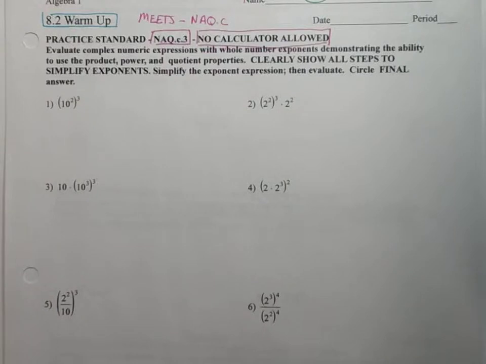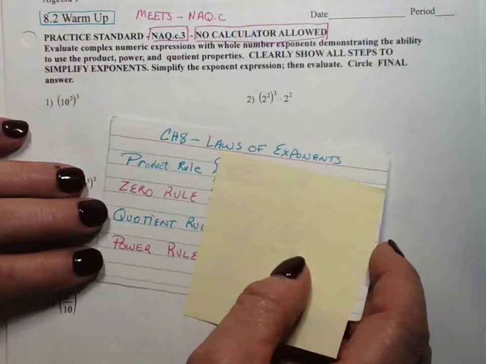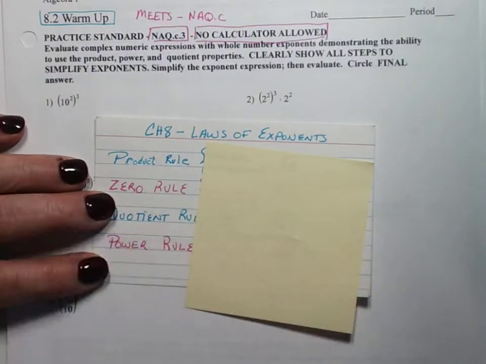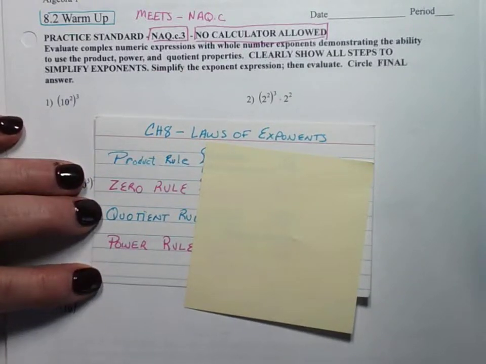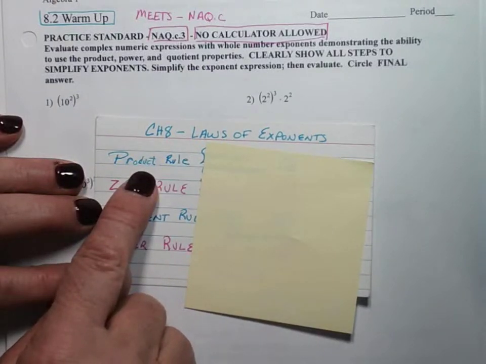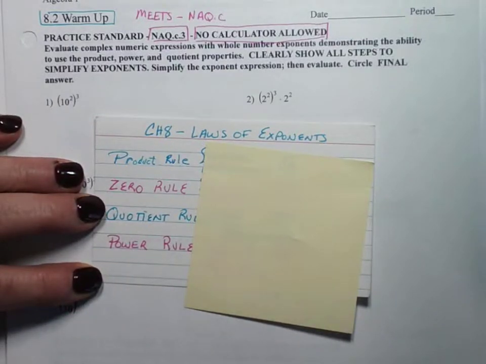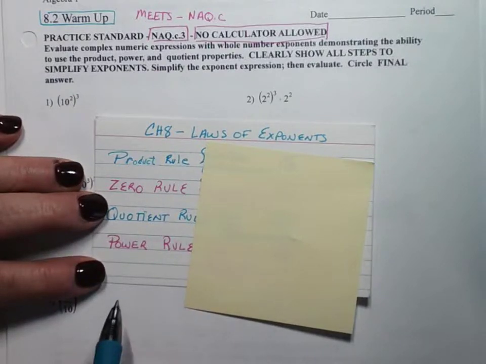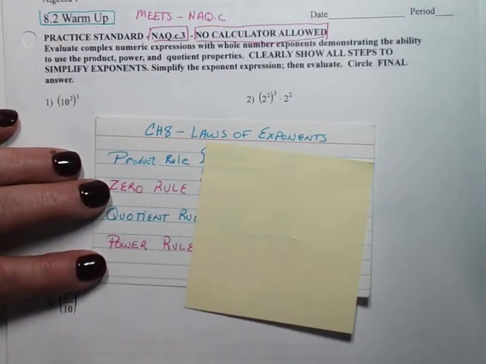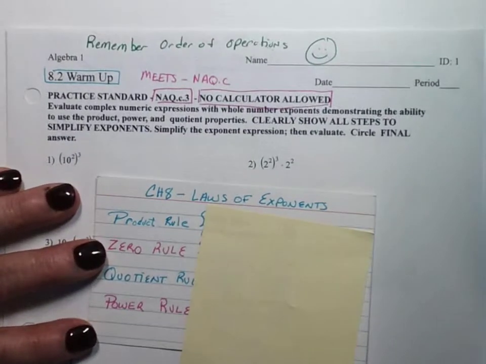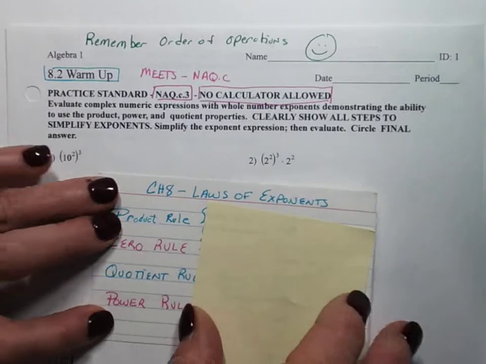Before we get started, I want everyone to get an index card and write down the laws of exponents for Chapter 8. We have the product rule, the zero rule, the quotient rule, and the power rule. I'm going to go through each of these rules so that you can refer to them. This is the foundation for doing all of these problems. And you just have to remember order of operations. So follow these rules with order of operations.